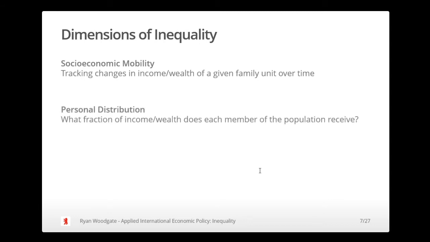We have the personal distribution. What fraction of income or wealth does each member of the population receive? Not considered as part of a family, but considered as part of the society as a whole.